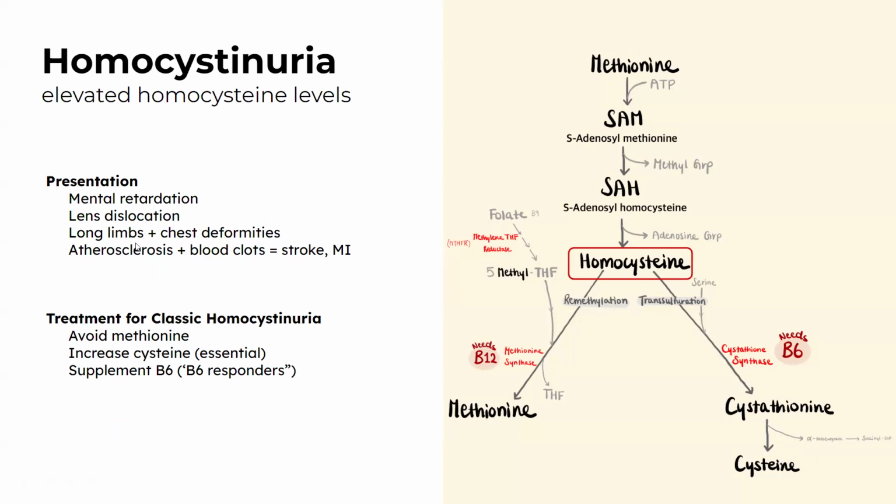Now for the presentation, again, we said that homocysteine is very toxic. So what are the effects? What are the toxic effects of homocysteine? So first, it affects your brain. It causes mental retardation and problems in your cognitive function.